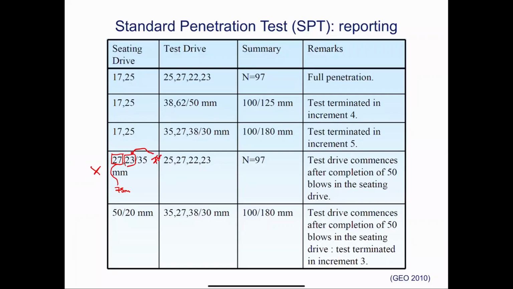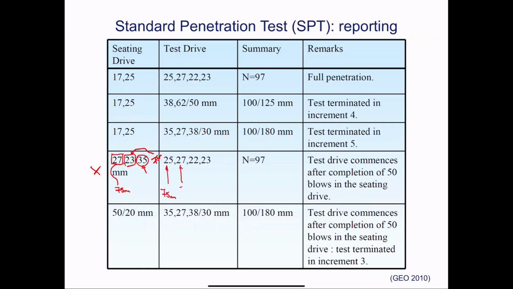And for the second increment of the seed drive, you only achieved 35 millimeters out of the required 75. So you would just record it. You would stop. And what do you do after that? Well, you stop and you proceed with the test drive. You might be thinking, okay, if my seed drive can't penetrate it, what makes us think that the test drive will? Well, sometimes it does if you apply enough energy to the ground. So since we reached the termination criteria for the seeding drive, we progress with the test drive. And surprisingly, the test drive works out quite nicely.